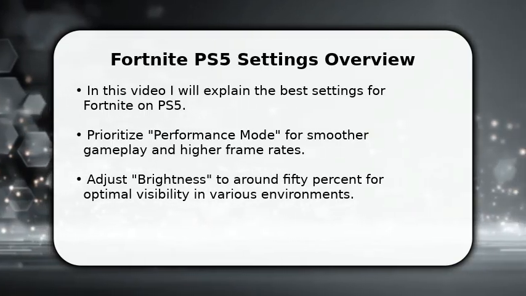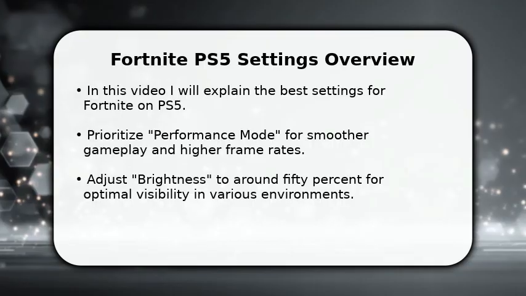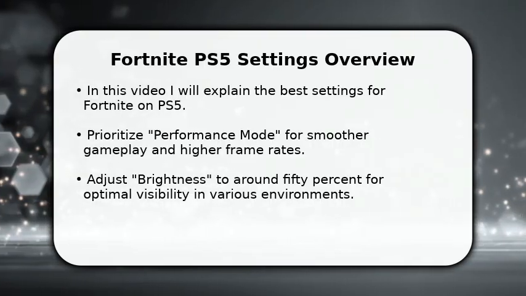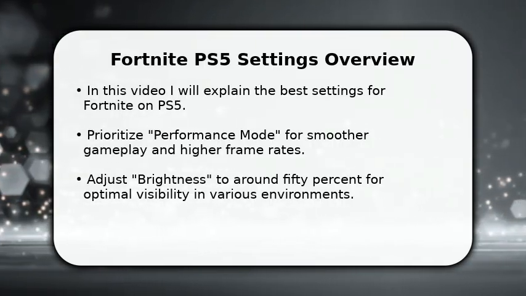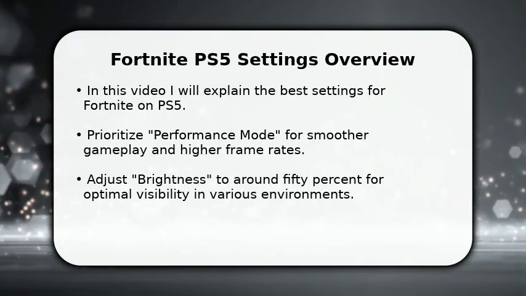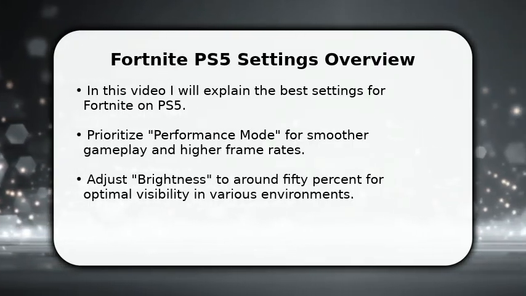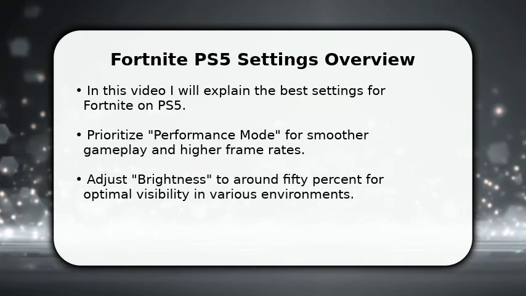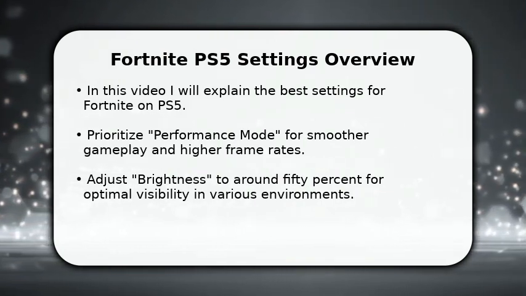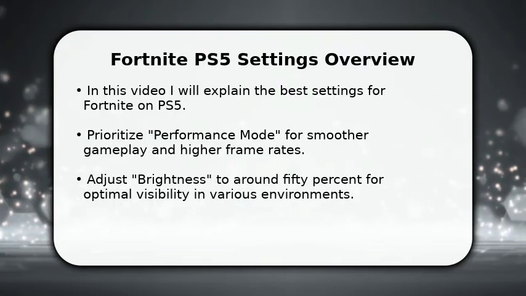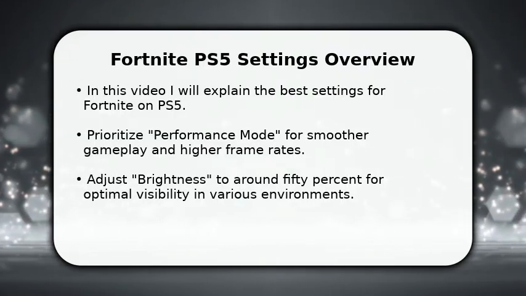Next, set your brightness to about 50%. This offers a great balance for seeing details in both bright and dark areas. Finally, keep your user interface contrast at 1.0 for crisp, easy-to-read on-screen information. These initial adjustments will significantly enhance your visual clarity and responsiveness.